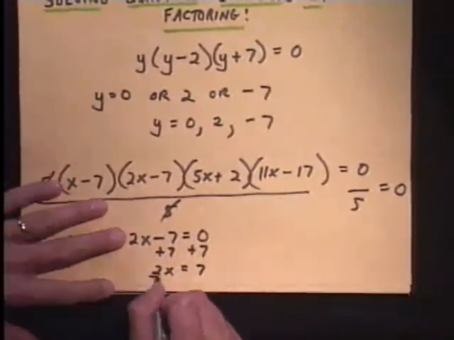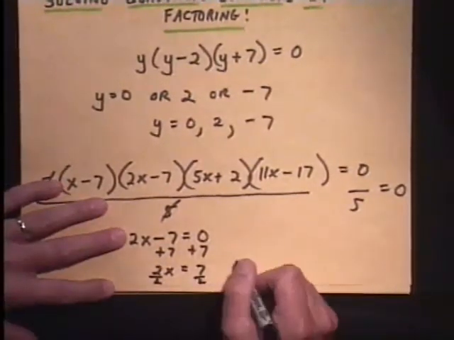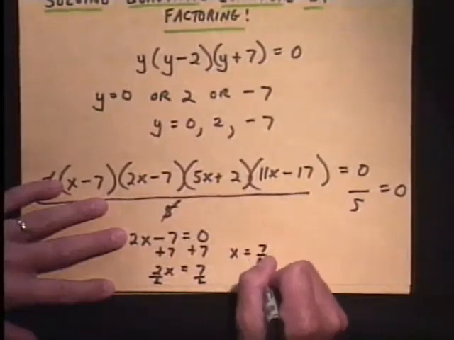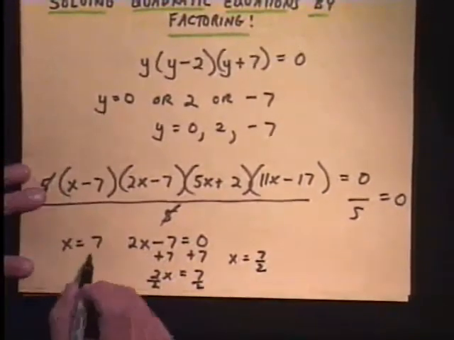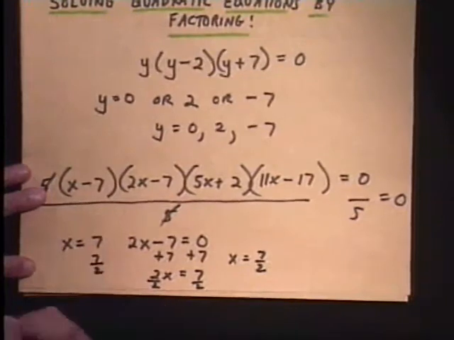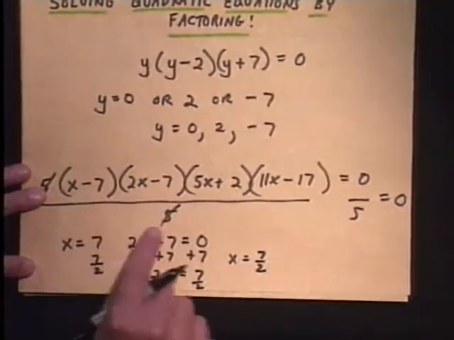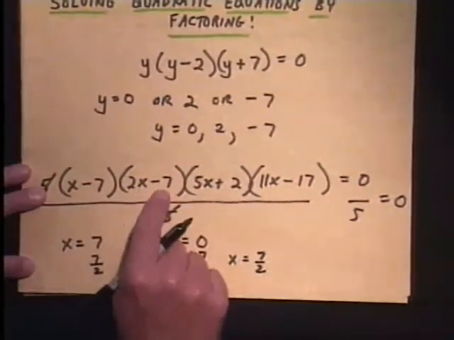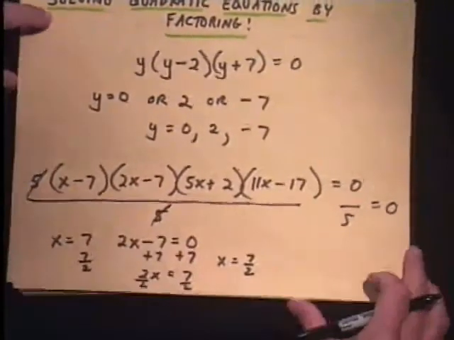We're going to divide both sides by 2, and we're going to get x is 7/2. All right, so that's my second answer. Let me sneak it in over here. So 7 made that first one 0. 7/2 will make this one 0. And we could keep doing that. I'll do one more here.